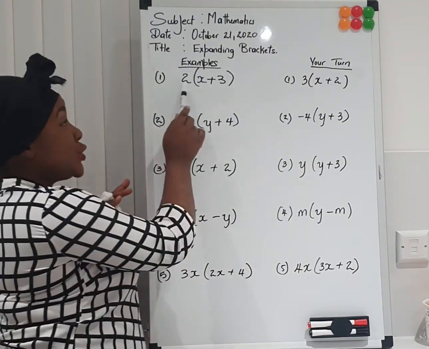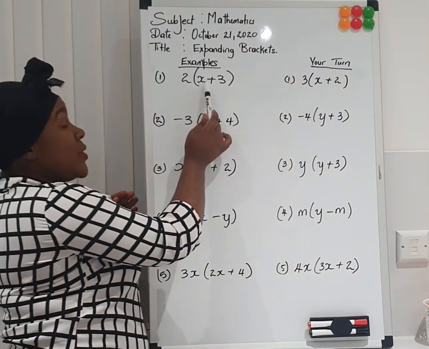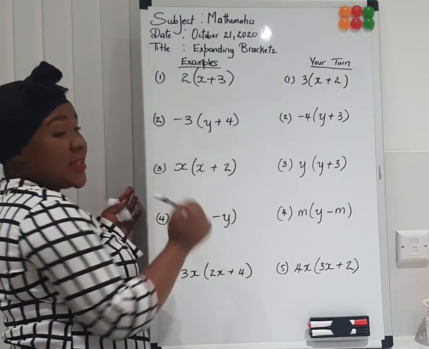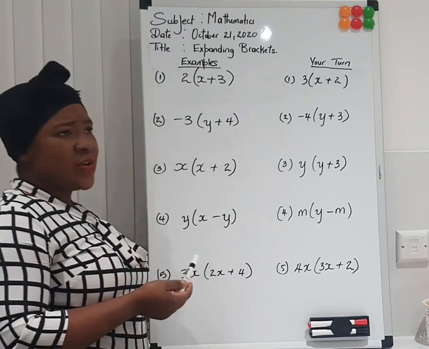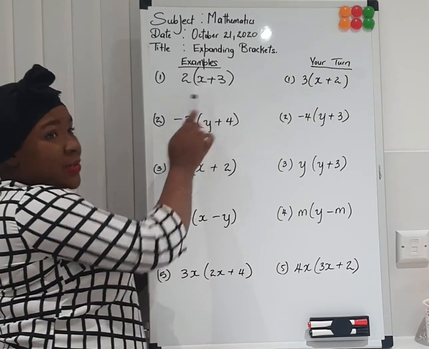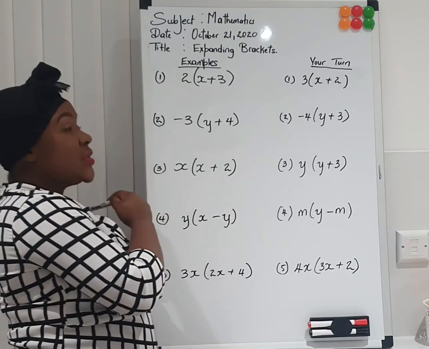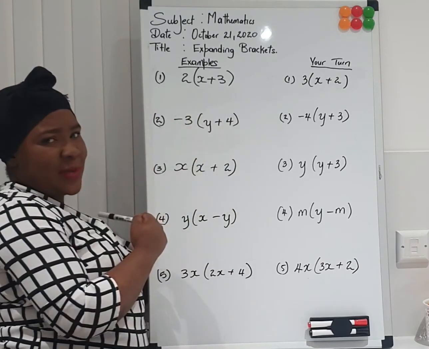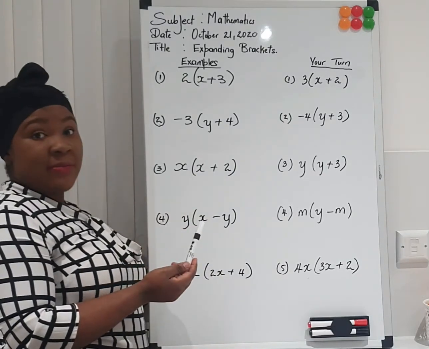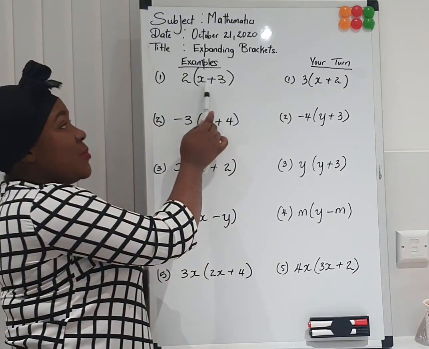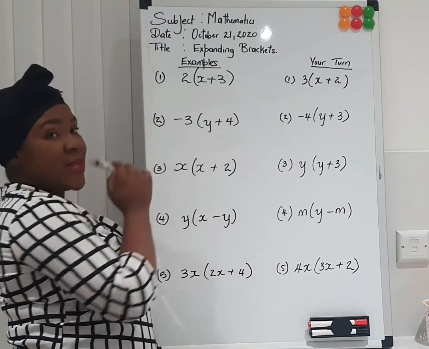Say for instance the 2 was me, the teacher, and there were x and 3 in the classroom, and I come in the classroom and I say good morning. When I say good morning, am I talking to the x alone? No. Am I talking to the 3 alone? No. I'm actually talking to the x and the 3. So that means that at all times when you expand brackets, you must ensure that you multiply the term that is on the outside by each term on the inside.